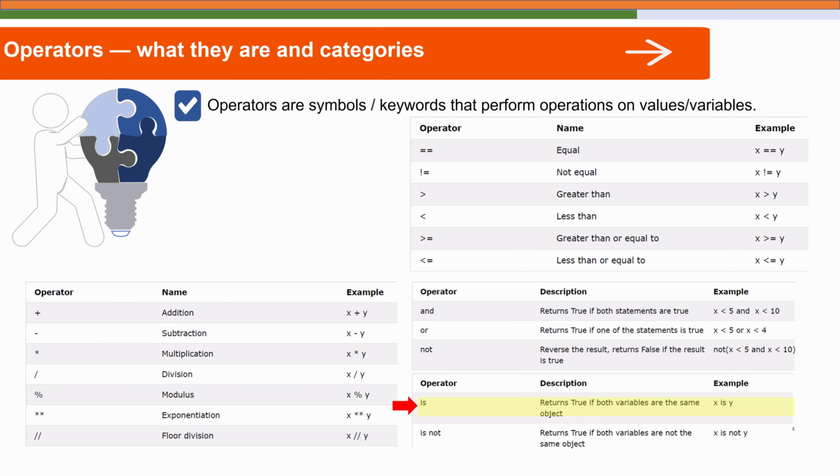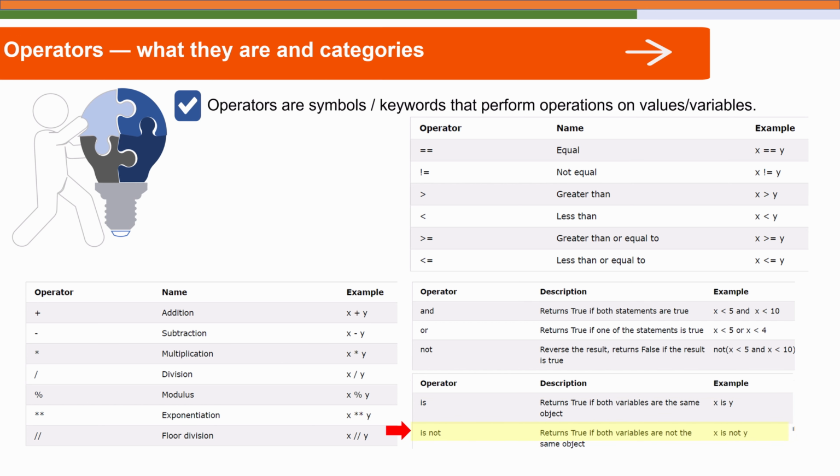Finally, we have the identity operators, that is and is not. These check whether two names actually refer to the same object in memory, not just equal values. For example, x is y returns true if both variables point to the same object. x is not y returns true when they refer to different objects.